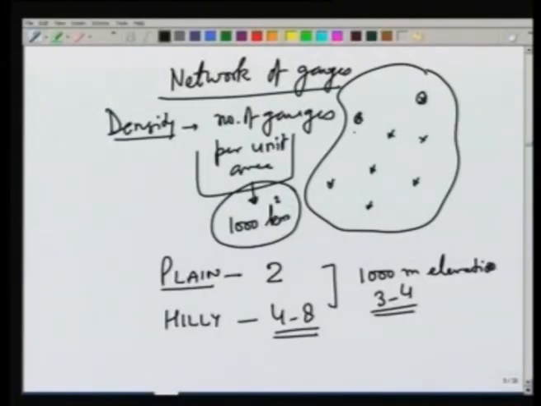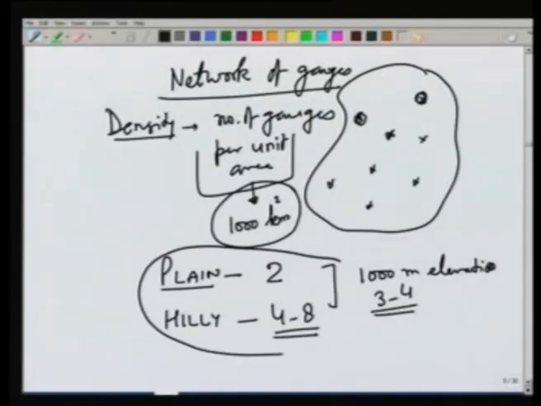Now, in this area, how do we locate the gauges? For example, there may be one gauge here, one here, one here. Once we decide the density, we have to decide where to locate the gauges also. And in addition to this empirical guideline, there is another technique of deciding the number of rain gauges in an area, which depends on what is the variation of rainfall within these gauges.